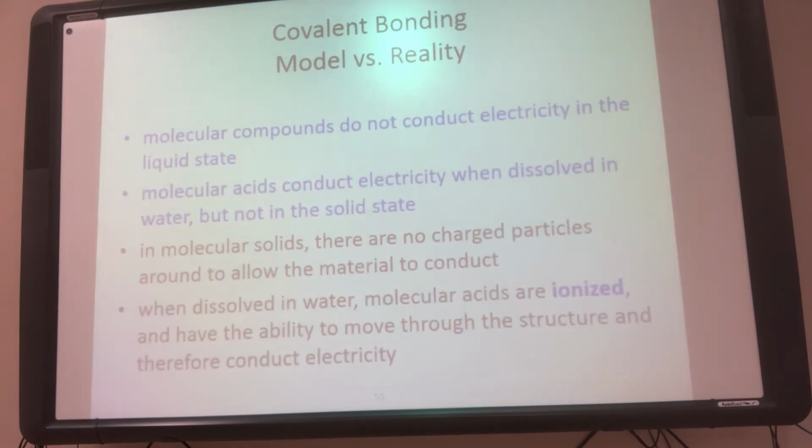Are they going to conduct electricity? So remember we talked about this before. To conduct electricity, I have to have two things. I have to have charged particles, and then I have to be able to flow. Those are the two things I need. To conduct electricity, I have to have charged particles, and I have to be able to flow. So let's talk about molecular compounds. Are they going to have charged particles?